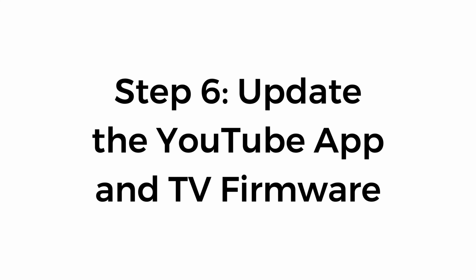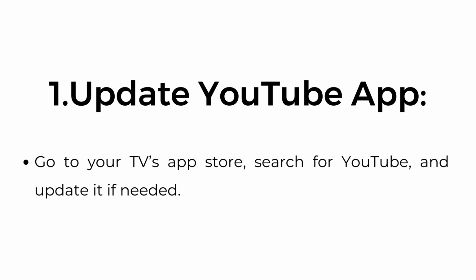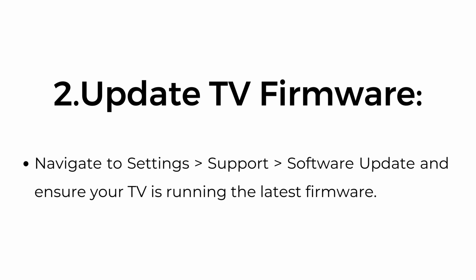Step 6. Update the YouTube app and TV firmware. Update YouTube app. Go to your TV's app store, search for YouTube, and update it if needed. Update TV firmware. Navigate to Settings, Support, Software Update, and ensure your TV is running the latest firmware.